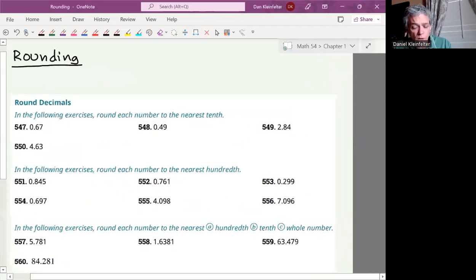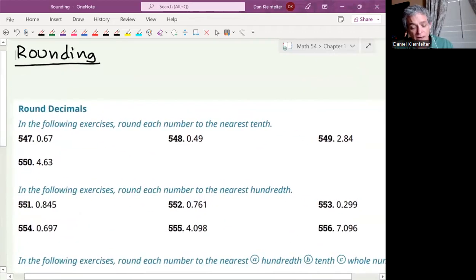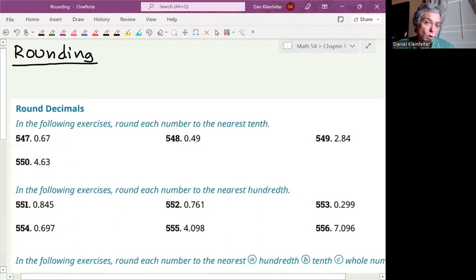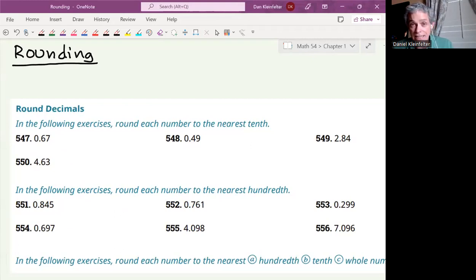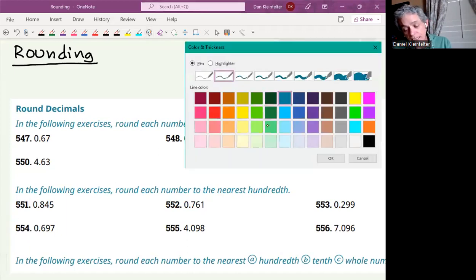In the next part, we're working with decimals and rounding. We did rounding involving whole numbers earlier in the chapter. Here we're doing the same basic thing. It's just that now we have decimal places. Okay, so in this first group, we're rounding each number to the nearest 10th. So let's see how that will go.